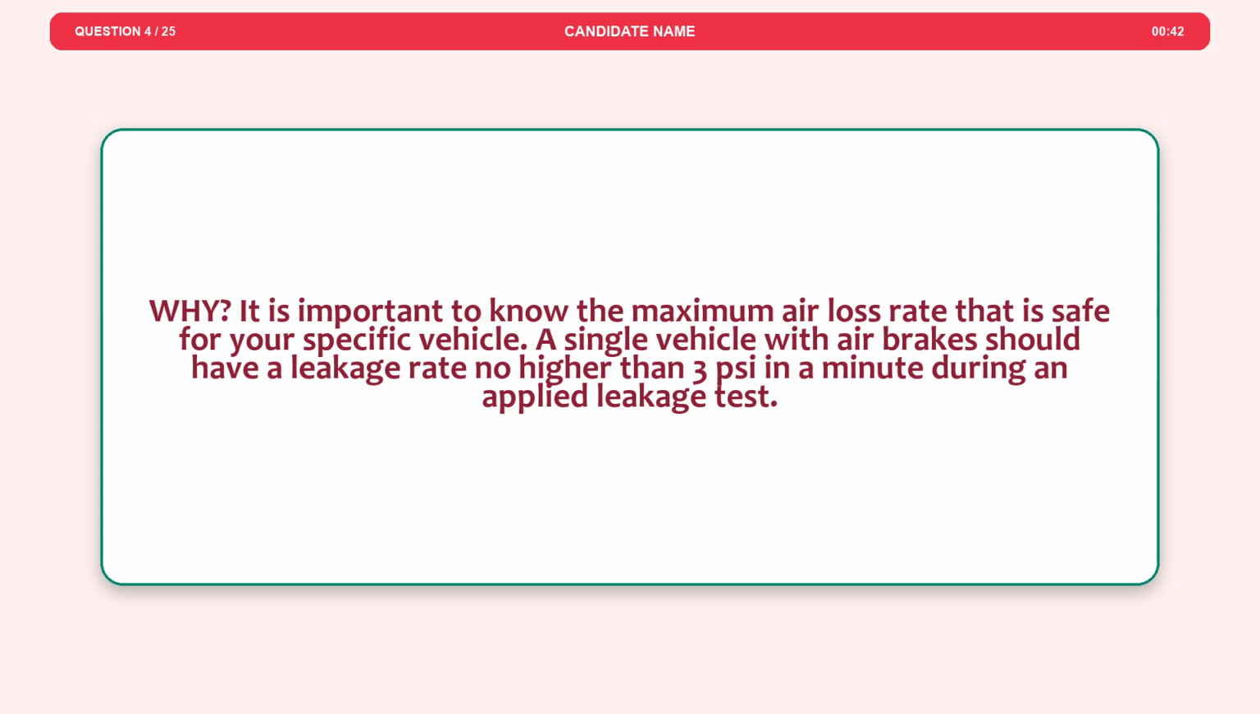Explanation. It is important to know the maximum air loss rate that is safe for your specific vehicle. A single vehicle with air brakes should have a leakage rate no higher than 3 psi in a minute during an applied leakage test.